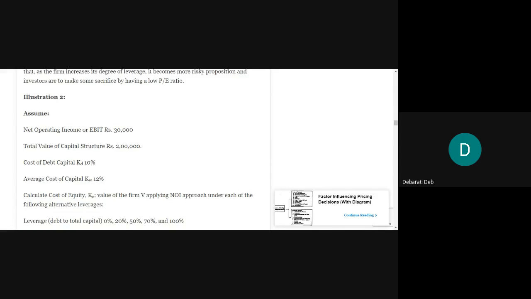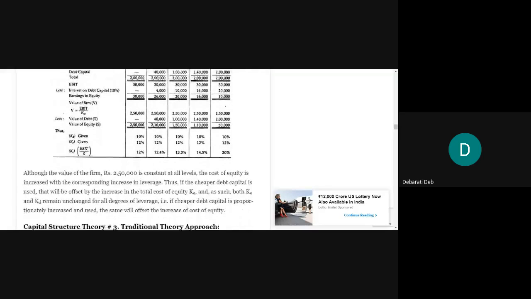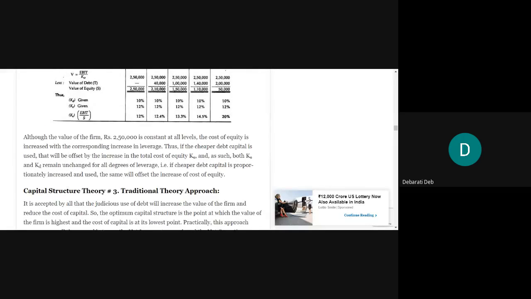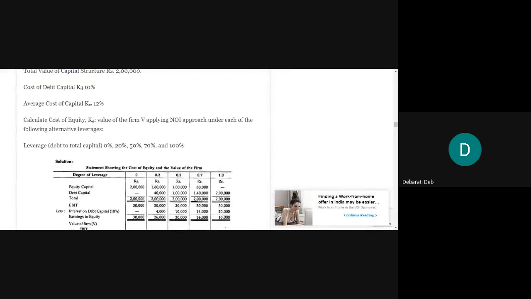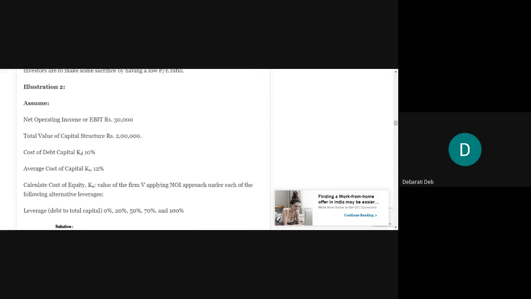Okay. So these sums we will do after we finish all the theories theoretically. After that we will do the sums separately from a book. We will not do the internet sums. We will do sums from the book.